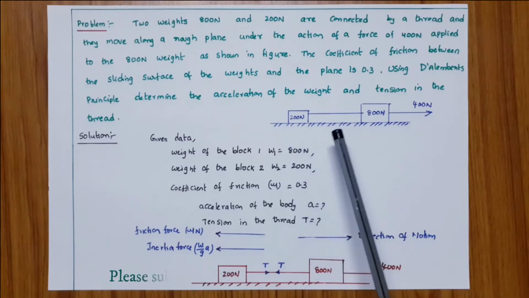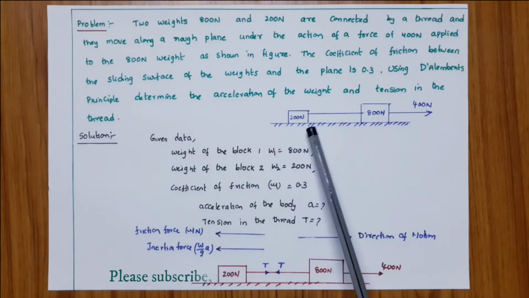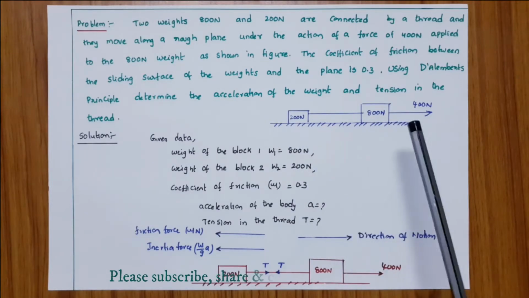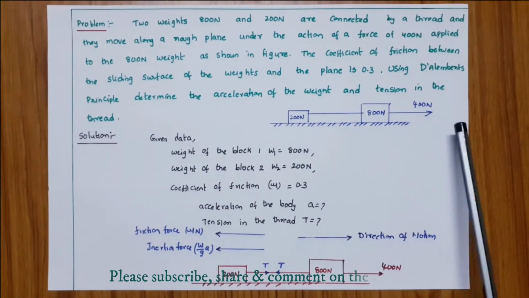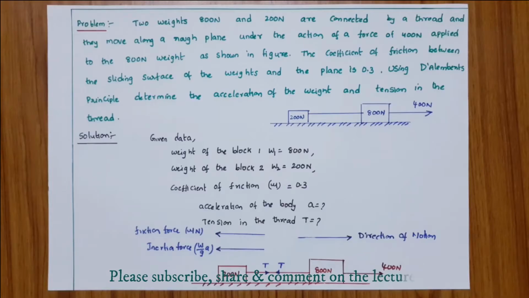So this is the given figure. Here this one is the 200 Newton block, this one is the 800 Newton block. Here the force 400 Newton is pulling the blocks towards right. Here the force P is pulling towards right, so the direction of motion is towards right. The friction force and inertia force are acting opposite to the direction of motion, so they are acting towards left. Friction force and inertia force are resistive forces that oppose the motion.